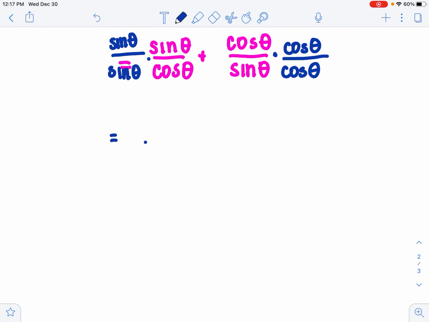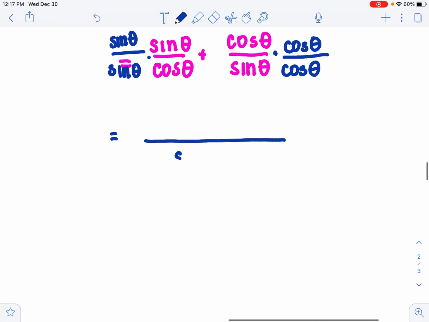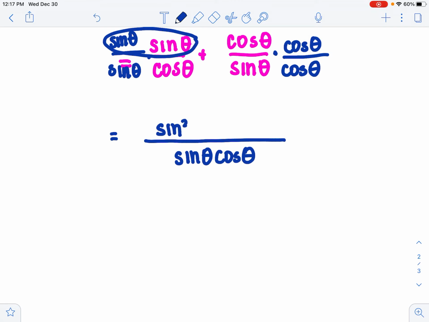All right, now let's see what we have here. I'm going to make my one big fraction because this is going to give me one fraction. I'm going to write my common denominator, which is sine cosine or cosine sine. It's the same thing. And now I'm going to write my numerator. Sine times sine is sine squared of theta plus cosine times cosine is cosine squared of theta.